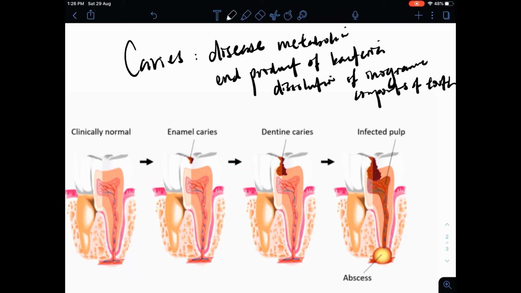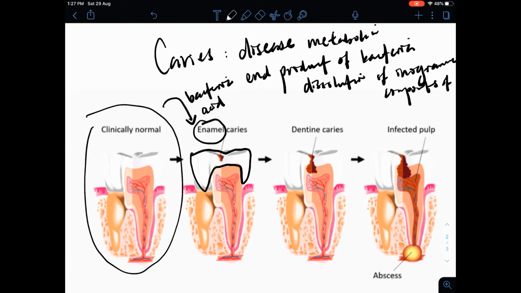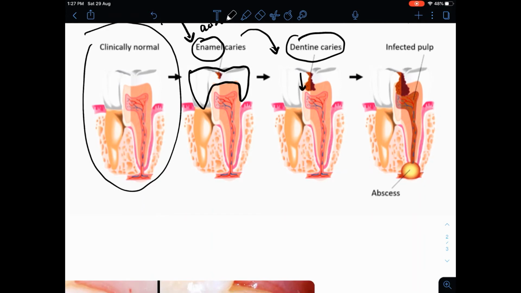First of all, we have a clinically normal tooth which is infection free and there are no cavities on the tooth structure. Next, when the tooth is infected by bacteria, the bacteria will release acid that causes demineralization of the tooth structure. When it's only restricted to the enamel, it is known as enamel caries. However, if the enamel caries is left untreated, it may progress even deeper into the dentine, which is called dentinal caries.